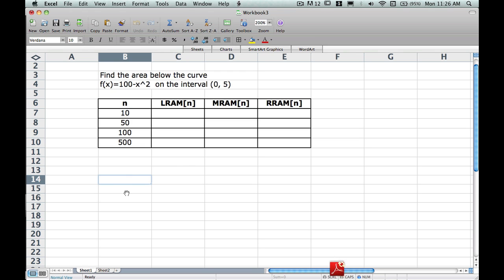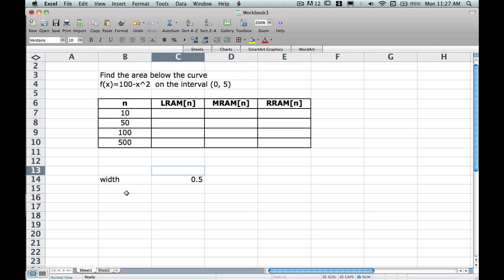So working with first the 10 rectangles on this interval 0 to 5, we can start with a width, and the width is going to be 1/10 of that 0 to 5 interval. I could think about that and say from 0 to 5, 1/10 of that would be 1/10 of 5. So I could just put that this should be 0.5 for the width.